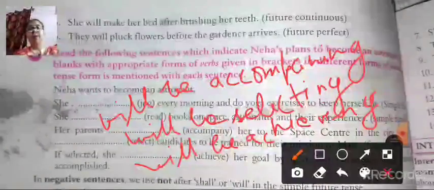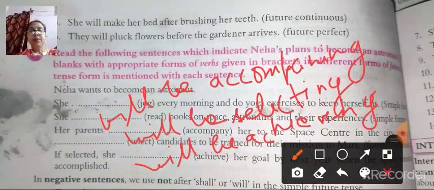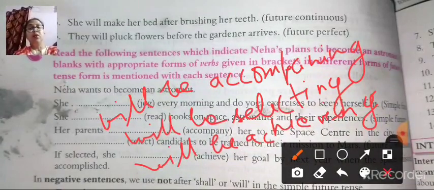Her parents will be accompanying her to space center in the city where scientists will be selecting candidates to be trained for their mission to Mars. If selected, she will be achieving her goal by next year when the space mission will be accomplished. So this way we have completed this exercise number G.